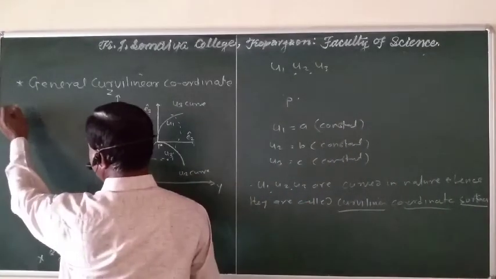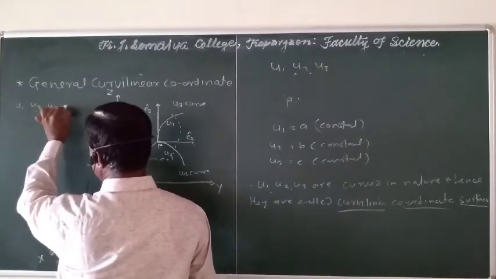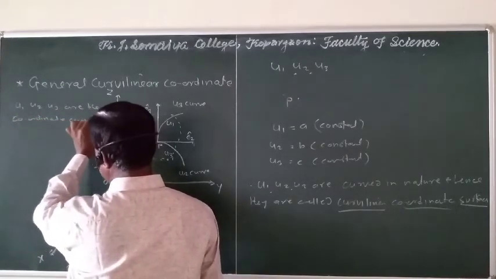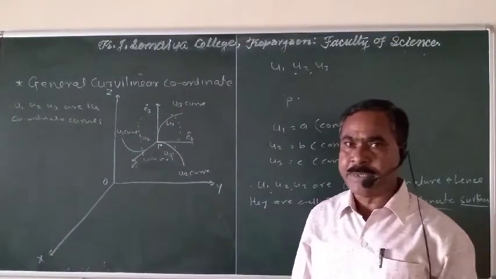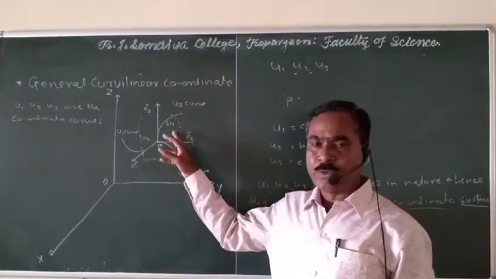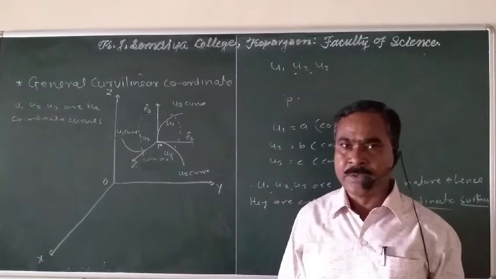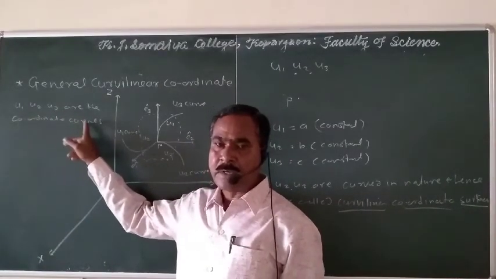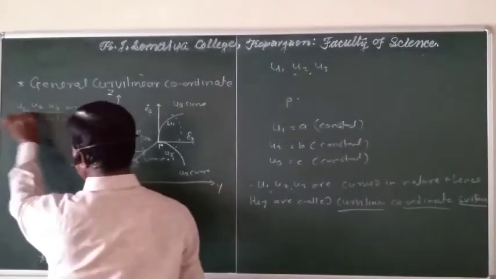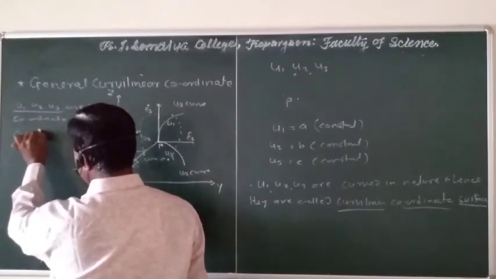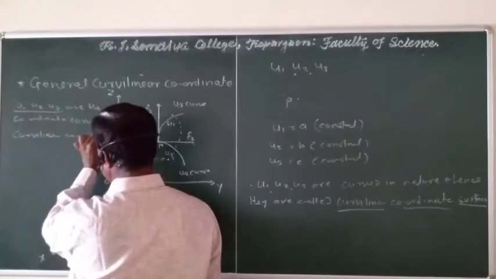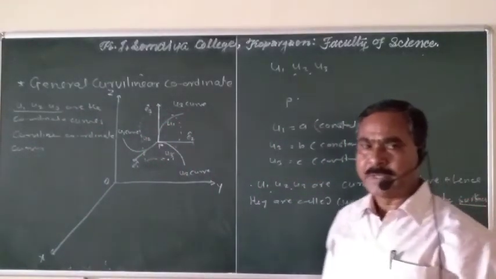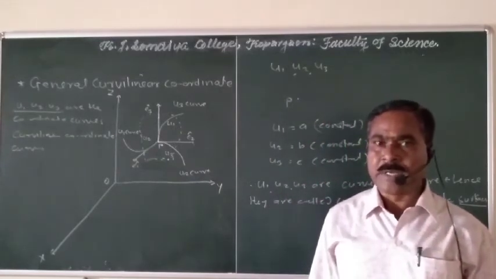So u1, u2, u3 are the coordinate curves. How do we obtain the coordinate curves? When surfaces u1, u2, u3 intersect each other, that gives three curves called the u1, u2, u3 curves, and these curves are called curvilinear coordinate curves. Then we have to define what is a surface, what is a curve, and what is an axis.